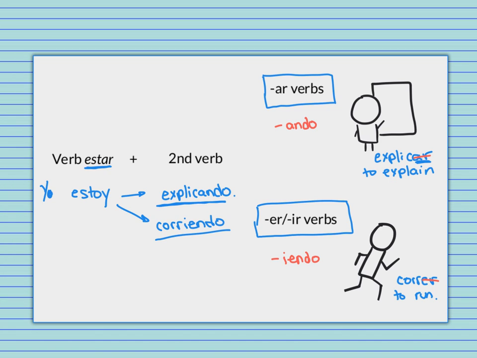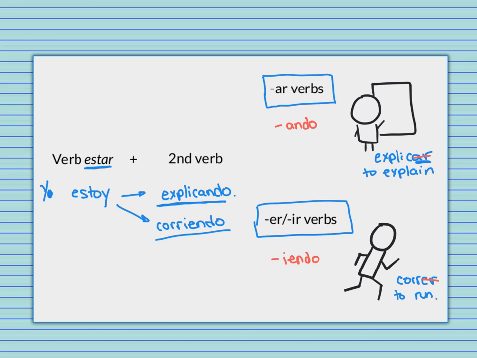Okay. So now you have two sentences. Yo estoy explicando. I am explaining. And yo estoy corriendo. I am running. And that is basically how you conjugate the present progressive.